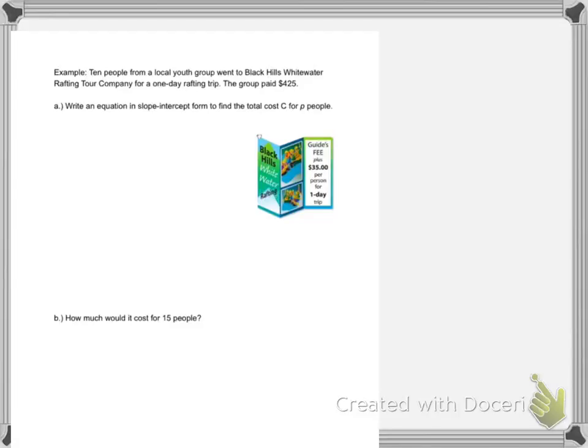Okay, so for the next example, it says 10 people from your local youth group went to Black Hills Whitewater Rafting Tour Company for a one-day rafting trip. The group paid $425. So for A, it says write an equation in slope-intercept form to find the total cost C for P people.